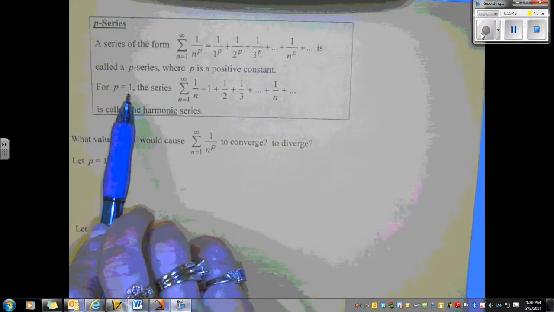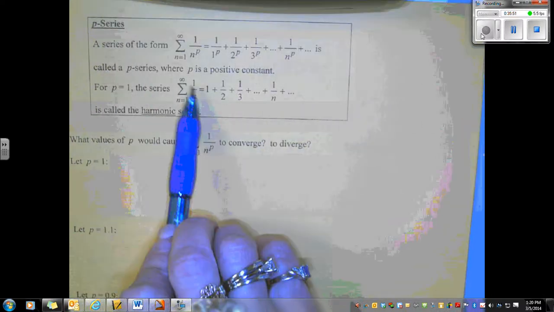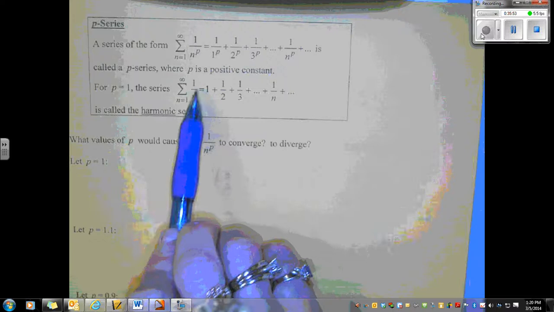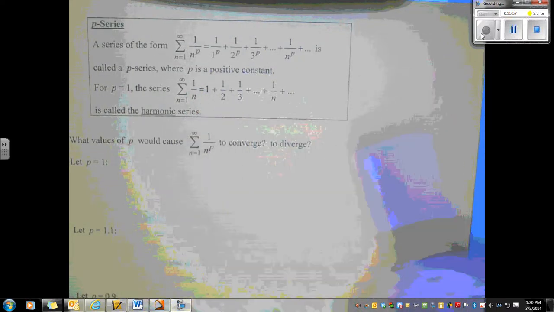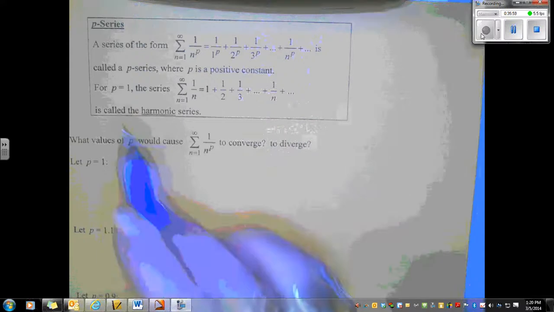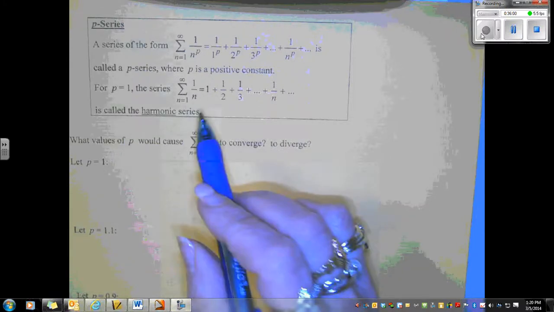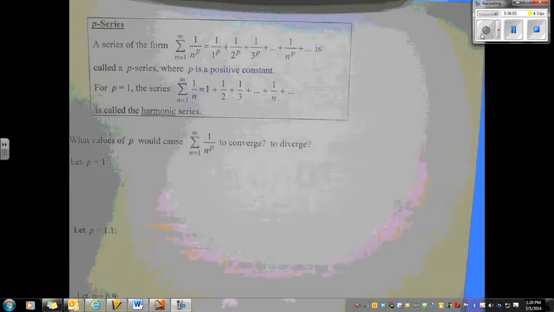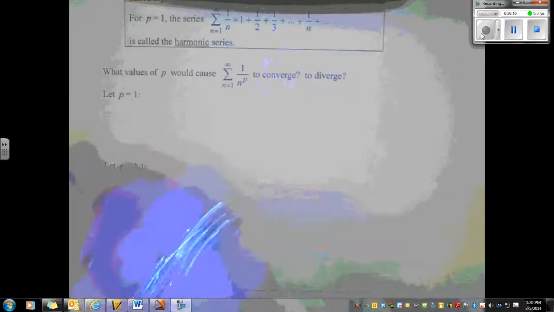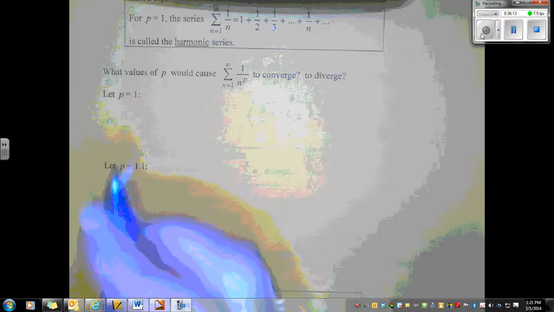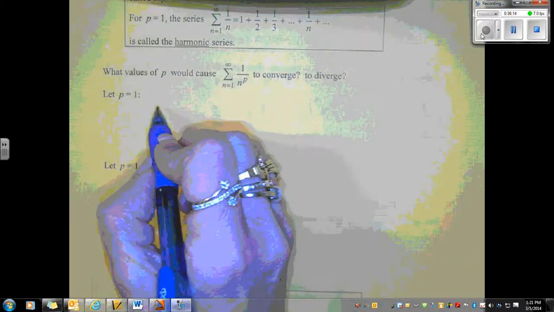For p equals 1, the series from n equals 1 to infinity of 1 over n equals 1 plus 1/2 plus 1/3 plus, etc. And this is called a harmonic series. Now, we need to find out whether this diverges or converges. If p is equal to 1, what's going to happen?